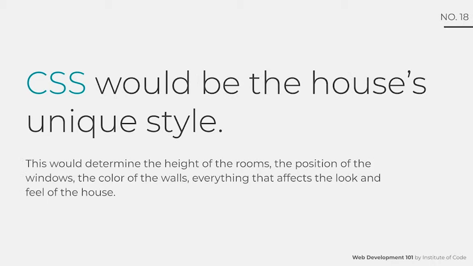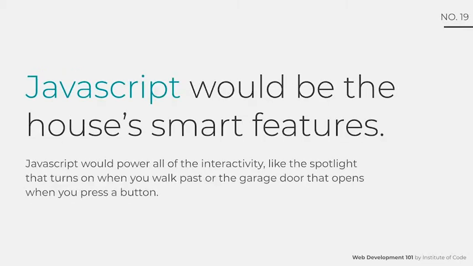So it would determine the height of the rooms, the position of the windows, the color of the walls, everything that affects the look and feel of the house. JavaScript would be the house's smart features, so that would power all of the interactivity, like the spotlight that turns on when you walk past your garage door, or the garage door that opens when you press a button.